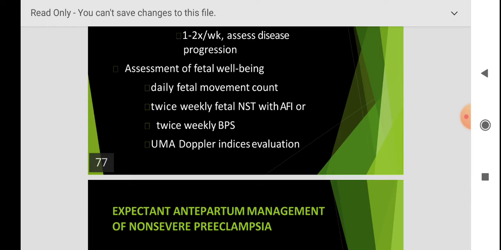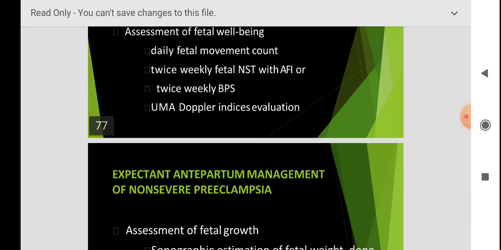Assessment of fetal well-being. How do you do? Now that is maternal parameters. Now coming to the fetal parameters. How do you monitor? By daily fetal movement count. You have to ask the patient to keep a count on a daily fetal kick count. Then twice weekly fetal NST with AFI. That is called modified biophysical profile, or twice weekly biophysical score. And umbilical and middle cerebral artery Doppler indices evaluation. This should be done serially.